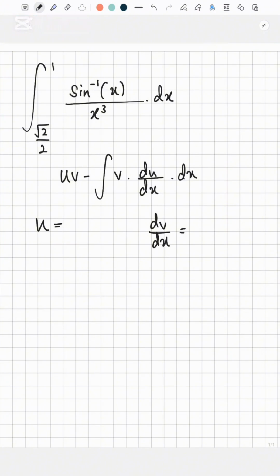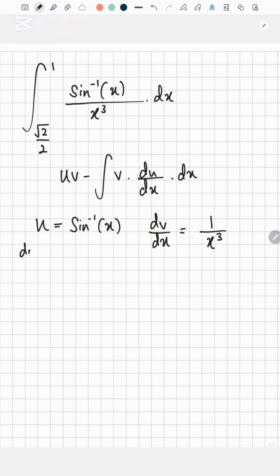So how should I explain this? We can't take dv over dx as sine inverse x, because we don't know the integration of sine inverse x. We can find it, but it's going to be a long process. It's easier differentiating sine inverse x, we can straight away get the answer. So that's why we take sine inverse x as u and dv over dx as 1 over x to the power 3, because that's easier to integrate.